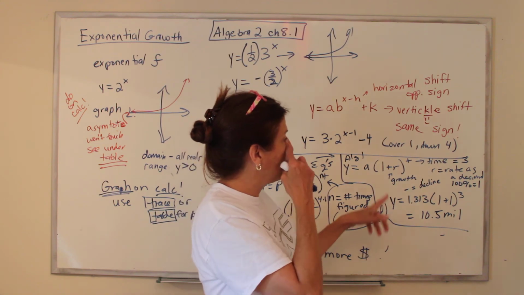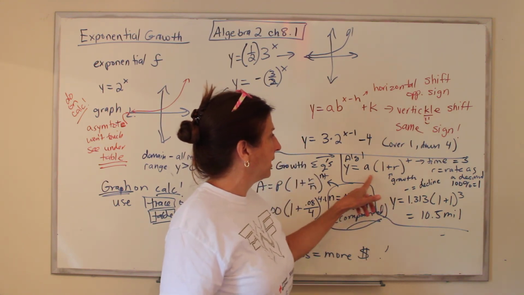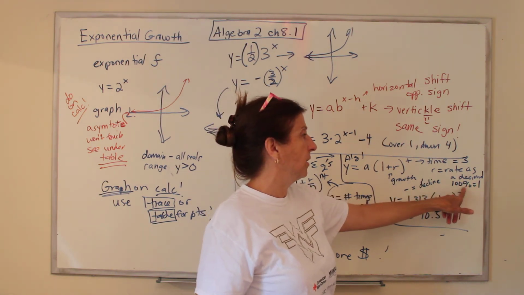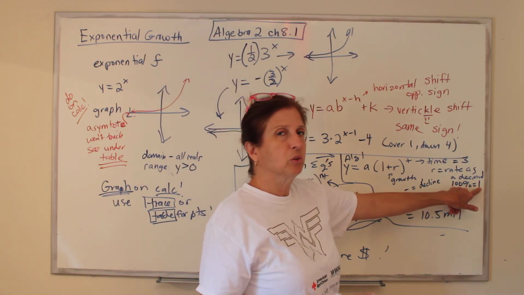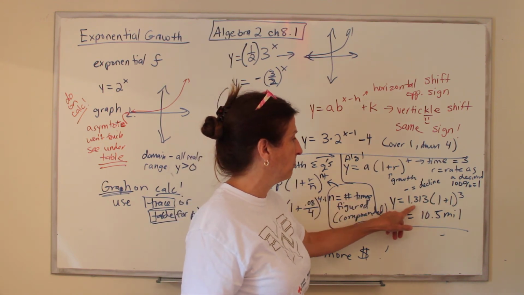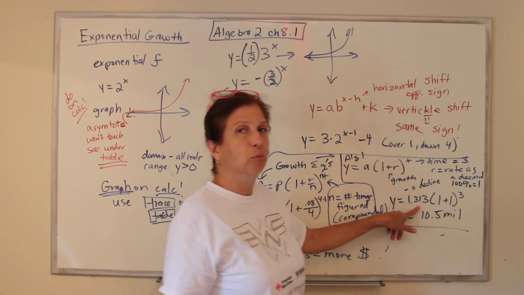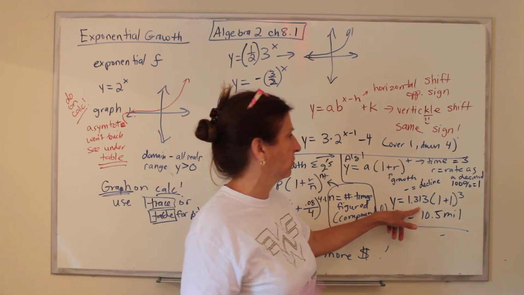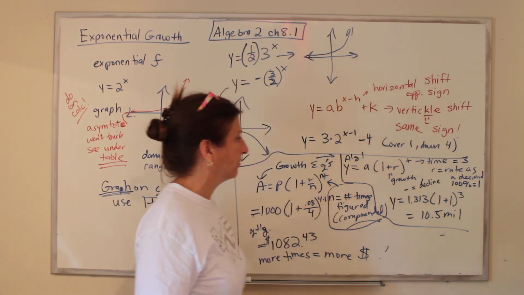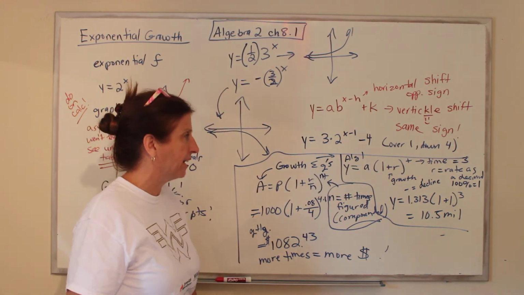Okay? So we have a word problem in the book. They said our time was 3, our rate was 100%. So 100% as a decimal is 1.0. So we filled it in. That's what we started with, 1.313, and I think that's million. It was internet users or something. Then 1 plus 1 to the 3rd power, and then it was 10.5 million.